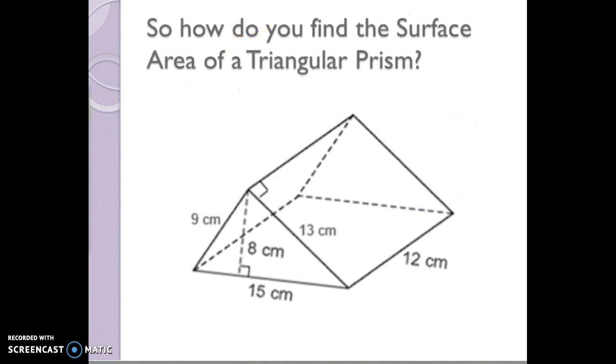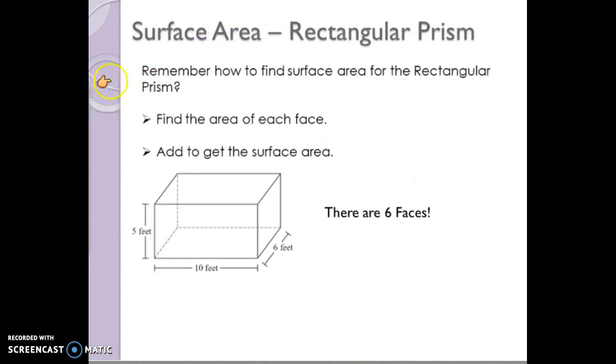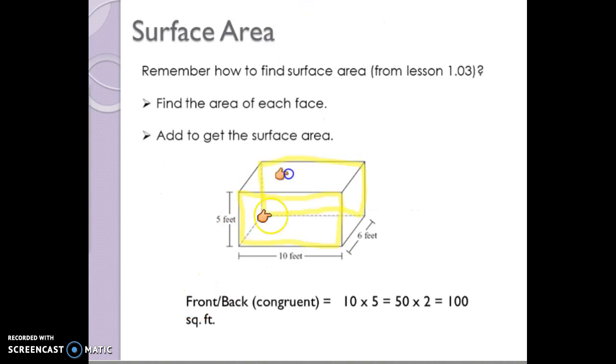So how do we find the surface area of a prism? Well, let's remember again how we found the surface area for the rectangular prism, right? We found the area of each face and we add to get the total surface area of the 3D object. So in this case, there are 6 faces. There's the front and back, and that is 10 feet by 5 feet, which is 50 square feet. There's 2 of them, front and back, 100 square feet.